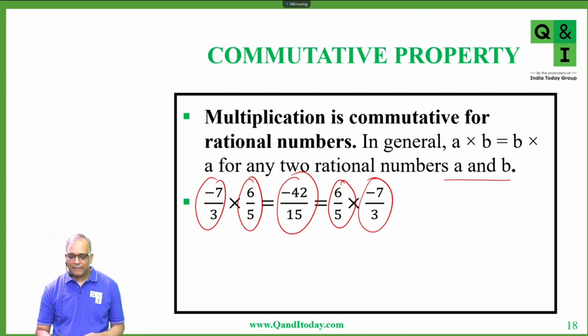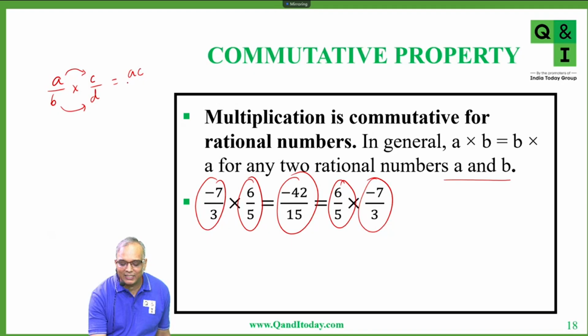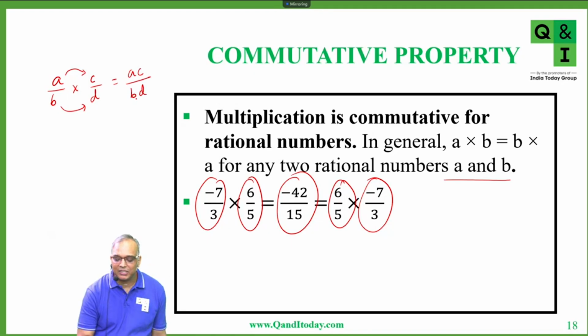It is important that we take the reciprocal in division only, not in multiplication. In multiplication, if you have two numbers a by b into c by d, you multiply the numerators together and the denominators together. So this is a into c divided by b into d.